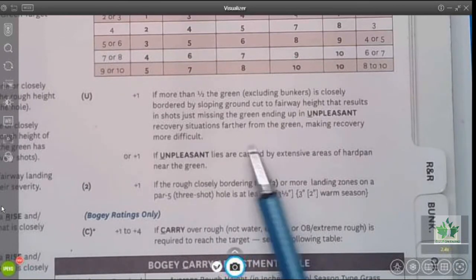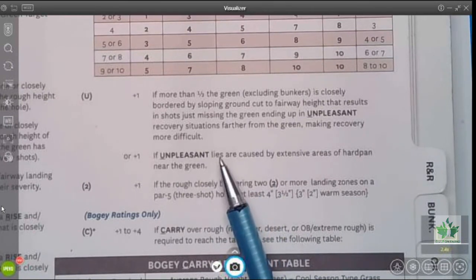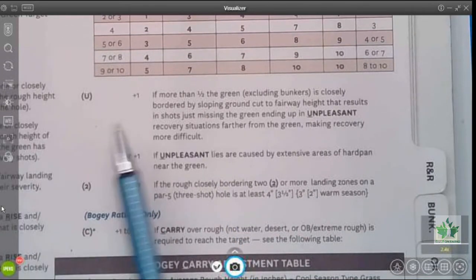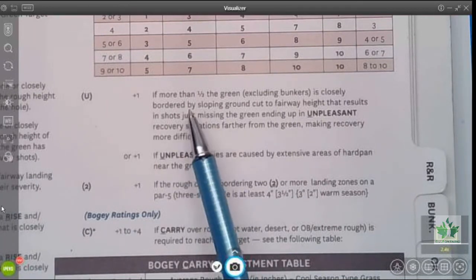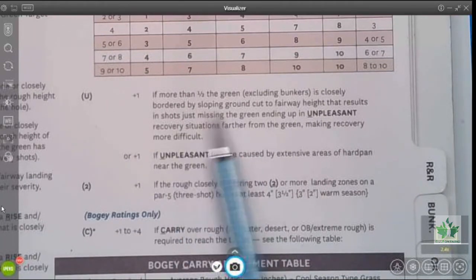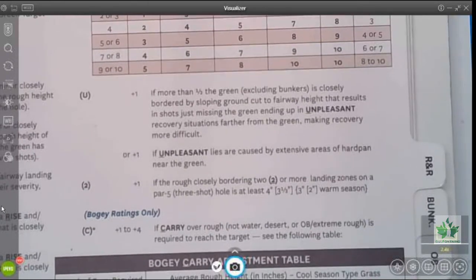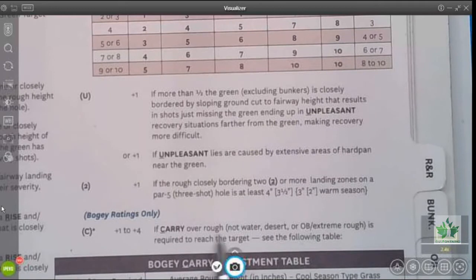So anyway, apparently they're going to come out with some guidance on using the inconsistent and the mounds together, and the unpleasant adjustment are going to be combined. I'm anxious to see how it comes out, because it can't be any worse than it is now, and it can only be better. The last couple of things: if the rough closely bordering 2 or more landing zones on a par 5 hole is at least 4 inches, I don't think I've used that once.